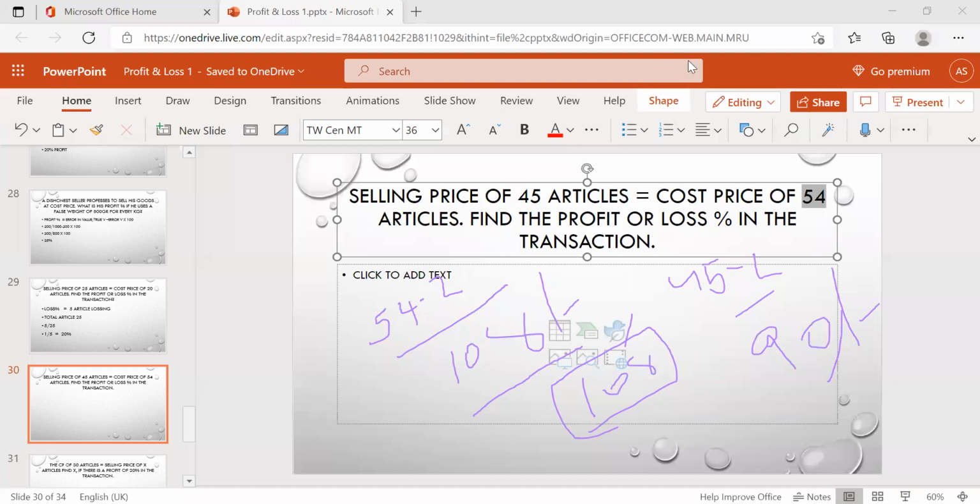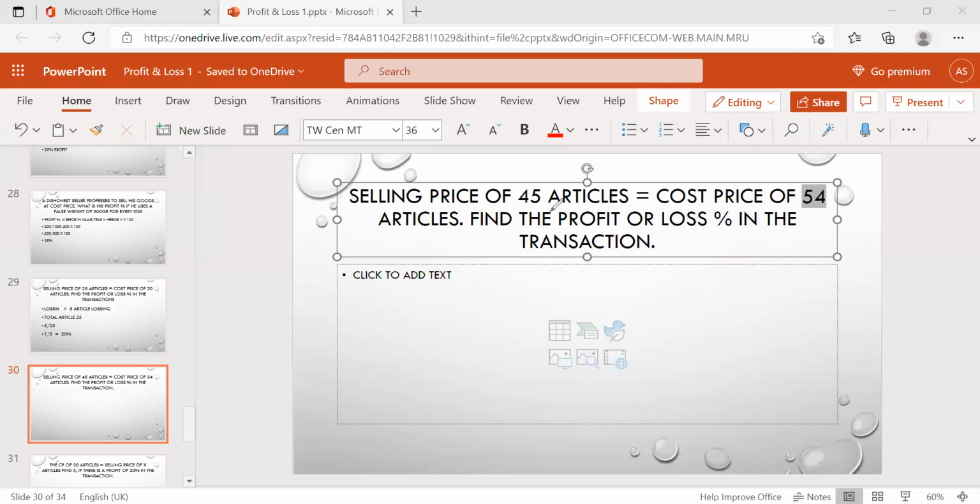Then how are we going to convert? So what's the difference in articles? 45 articles I'm selling at the price of 54 articles. 54 minus 45 is nothing but 9. Right? So 9 out of how many articles is there? 45 articles. So I'm gaining 9 articles. I'm gaining 9 articles' price when I sell only 45. Now 9 ones are 9, 9 fives are 45. So 1 by 5 is nothing but again 20%. Okay, is it clear?